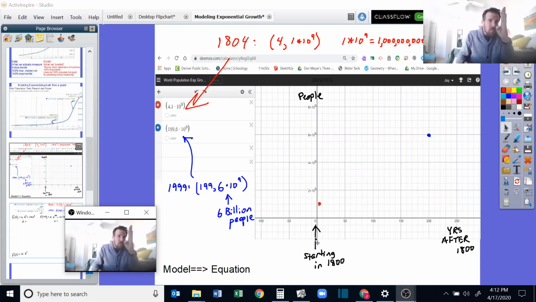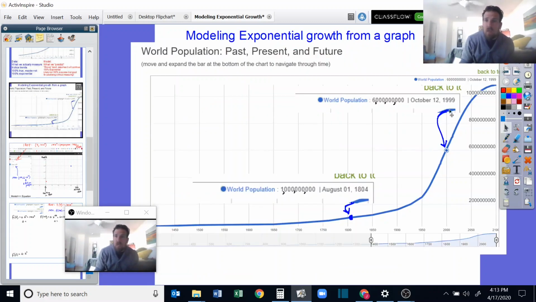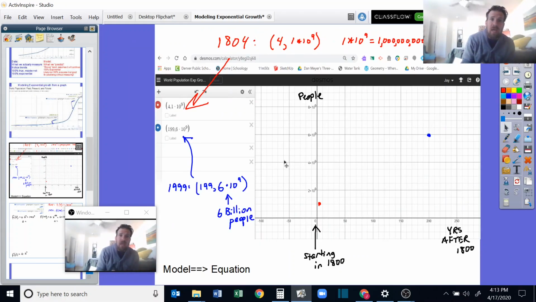We're going to look at the population growth from the year 1800 up until now. The second data point that I found from the website was here in 1999. It was 6 billion. So again, I put that point at 199, that's 199 years after 1800. That's 1999. It was 6 billion.